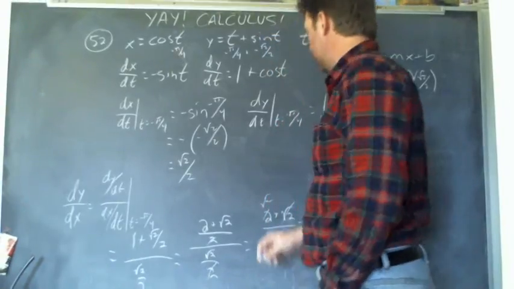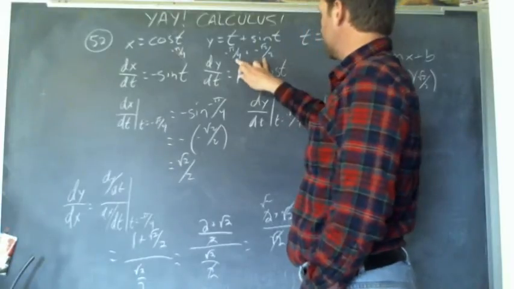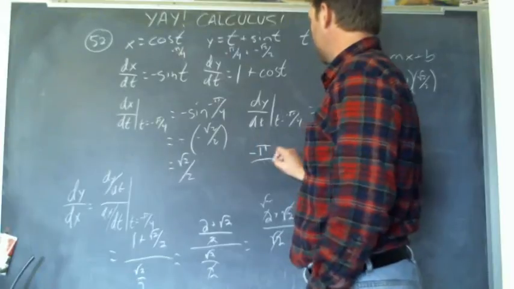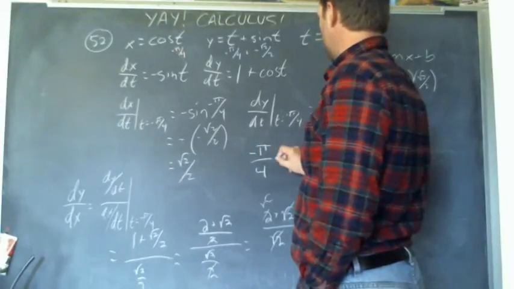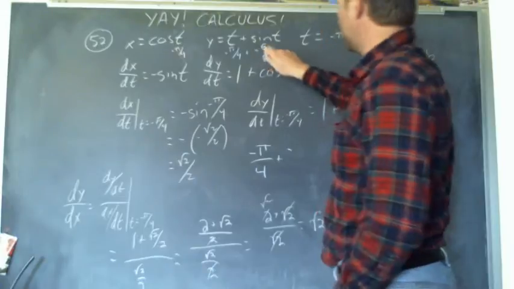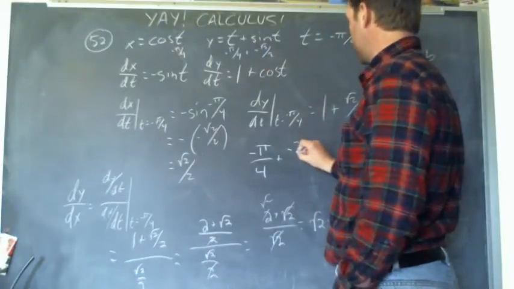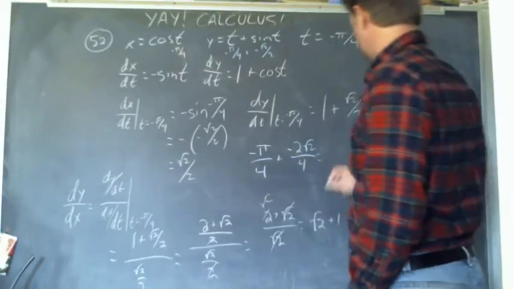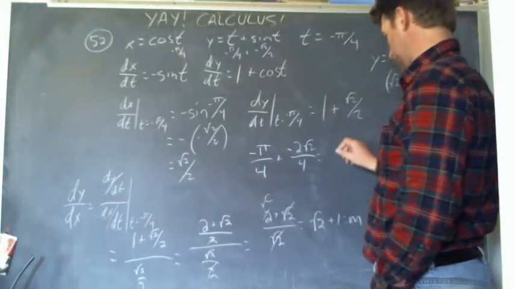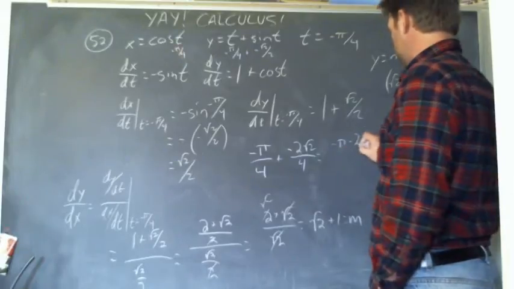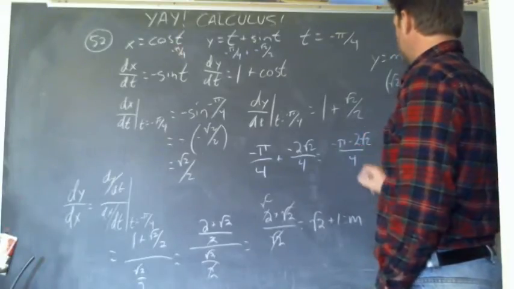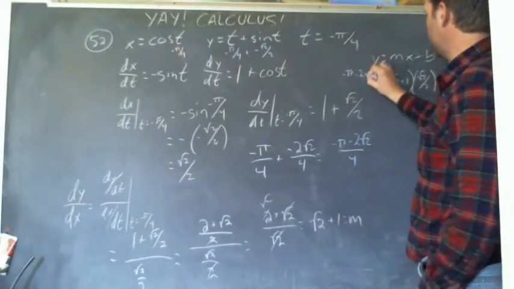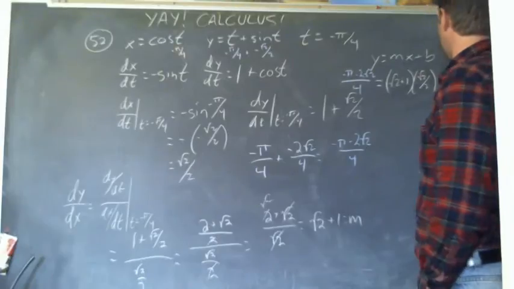Now I'll have to do a little bit of algebra there. So we need to add these two and put them both over 4. So it's going to be negative pi over 4 plus minus this top and bottom by 2, 2 radical 2 over 4. And that'll be negative pi minus 2 radical 2 all over 4. That's our y bit. Negative pi minus 2 radical 2 all over 4. And plus b.